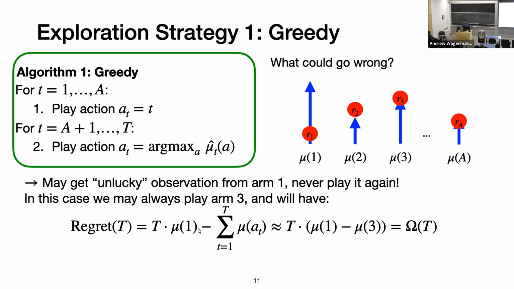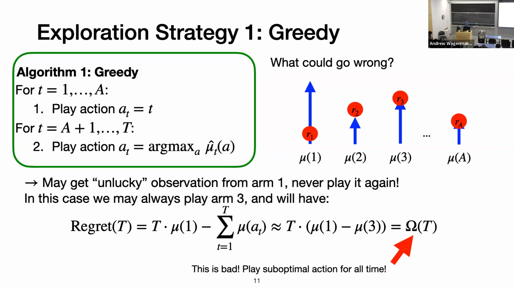The regret in this case is going to be t times mu1, because this is the maximum possible. And if I mostly pull arm three, then the amount of reward I actually get is approximately t times mu3. So my regret is t times (mu1 minus mu3), which just scales as t because this is a finite gap. Okay, this is not good. So my regret is linear in t, which means that I basically never converge to the optimal action. For all time, I'm just playing a suboptimal action. Okay, so this is bad.